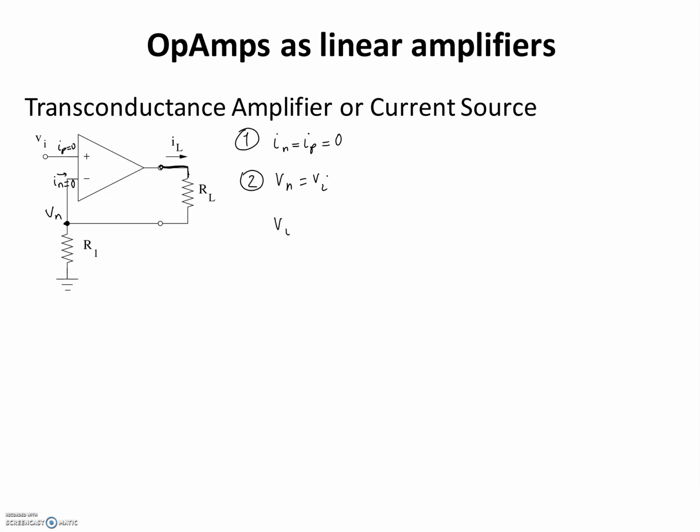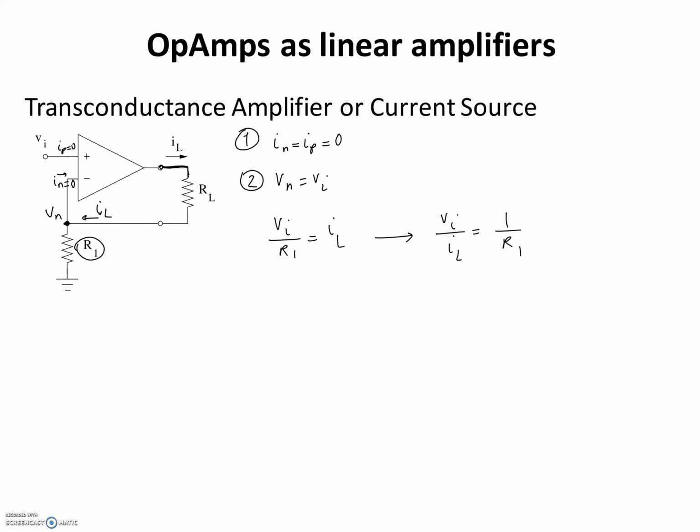Writing the node voltage equation at the inverting terminal, Vi divided by R1 is equal to IL, the current that flows into this node. As a result, IL over Vi is equal to 1 over R1. So the output current is independent of the value of RL, and it's set by choosing the right value for the resistor R1.